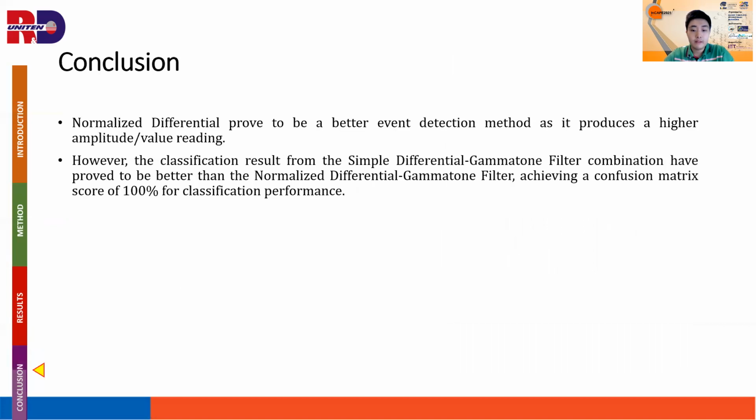To conclude, this work has proposed a processing system to distinguish between different events happening within the sensing regions of the phase of the system. A comparison between simple differential and normalized differential has shown that the normalized differential proved to be a better event detection method, as it produces a higher amplitude value reading. However, the classification result from the simple differential Gammatone filter combination proved to be better than the normalized differential Gammatone filter, achieving a confusion matrix score of 100% for classification performance.